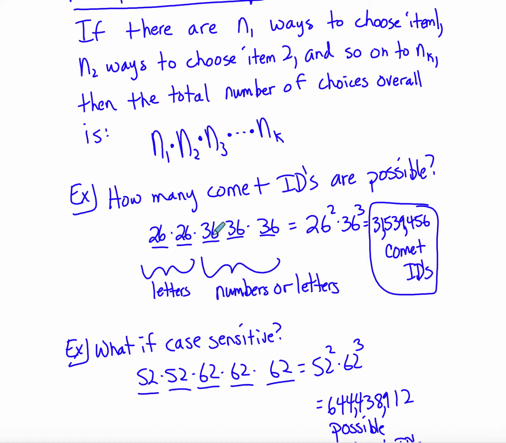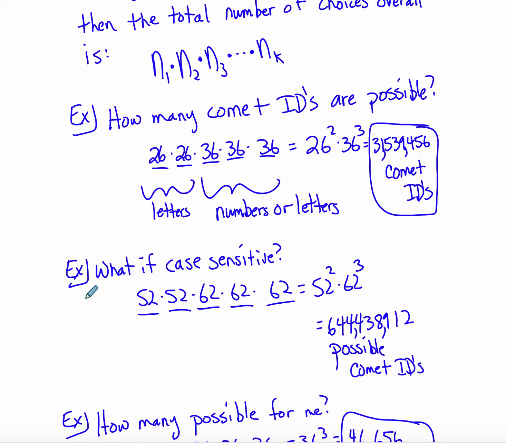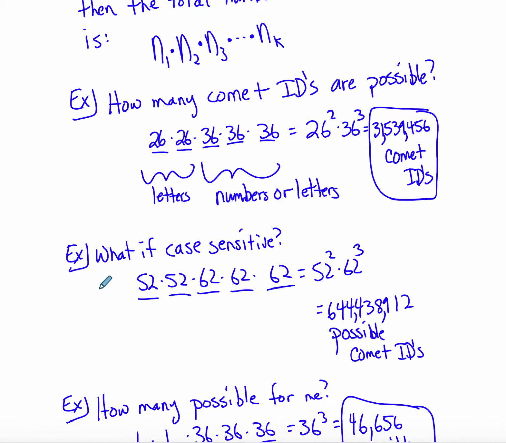So then you can notice I just multiply all these numbers together, and that tells me how many Comet IDs are actually available here at the college. And so you can either write that as 26 squared times 36 cubed, or you can multiply it all out. If it's case sensitive, then things get a little different. Instead of being 26 letters, there are now 52 letters in the alphabet because there's lowercase and uppercase. So you've got 52 for the different letters, and then because you've got the 10 numbers, you've got 62 numbers or letters for the other 3.